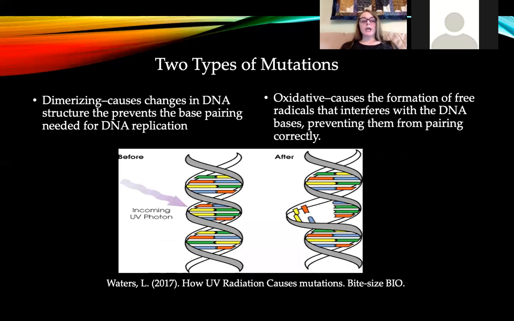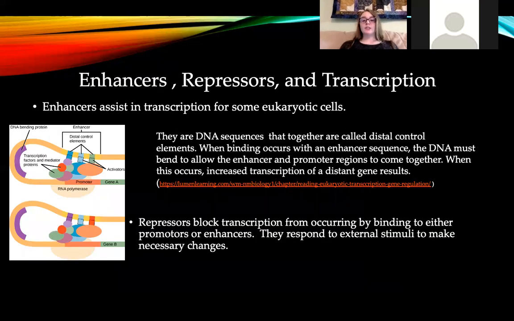There are two types of mutations. One is dimerizing, which causes changes in DNA structure that prevent the base pairing needed for DNA replication, while the other is called oxidative, which causes the formation of free radicals that interfere with the DNA bases, preventing them from pairing correctly. And this figure at the bottom just shows regular DNA and then incoming UV photons and how that can alter, or I guess mutate, that would be a better word, the DNA. That goes into more detail with a picture. All right, enhancers, repressors, and transcription.